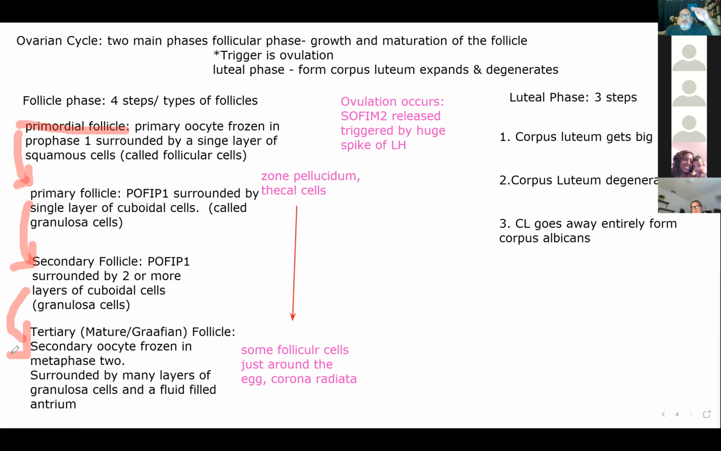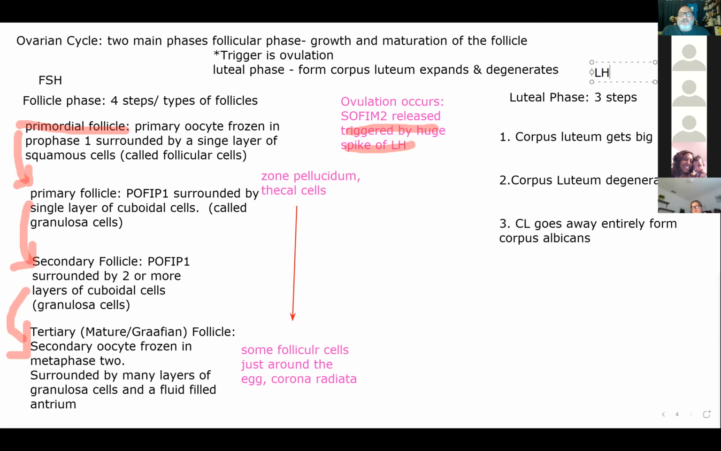And whereas estrogen was inhibiting the release of the hormones before, when estrogen levels reach really high, they trigger the release. And we get that huge spike of luteinizing hormone that we've talked about. Yes, we get a spike of follicle stimulating hormone, but notice this follicular phase is controlled by follicle stimulating hormone, whereas the luteal phase is controlled by luteinizing hormone. So what we care about at ovulation is that huge spike of luteinizing hormone.